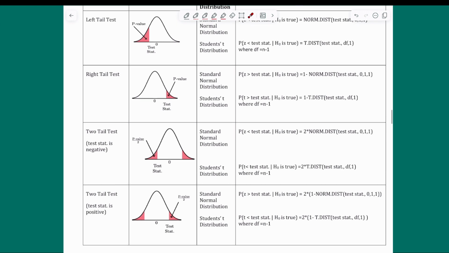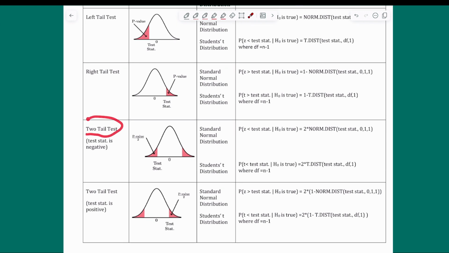All right, and then the last type of test is a two-tailed test, and this one has 2 cases.